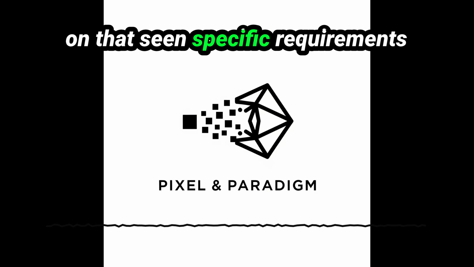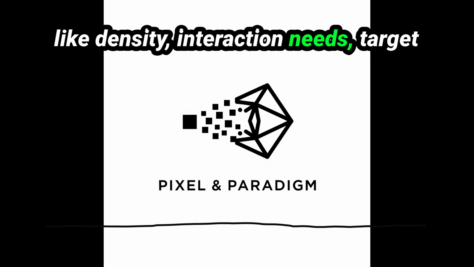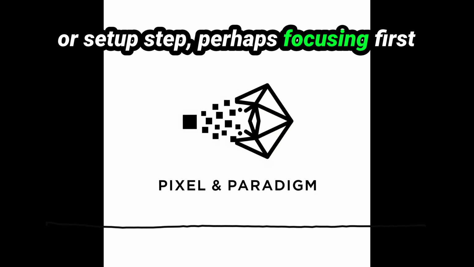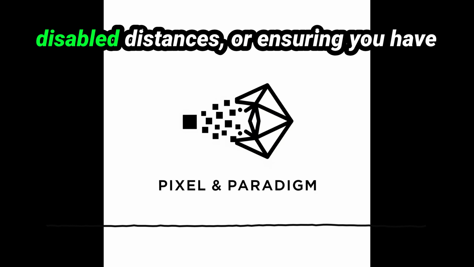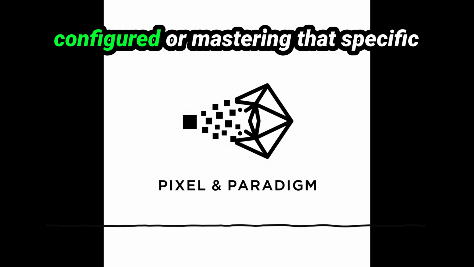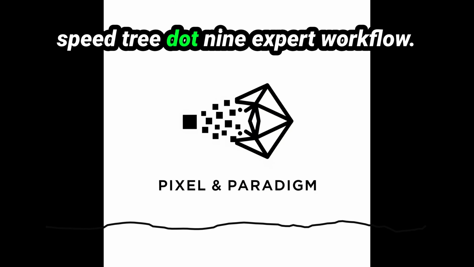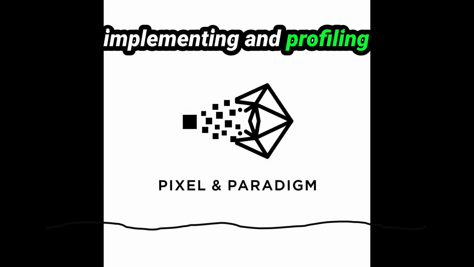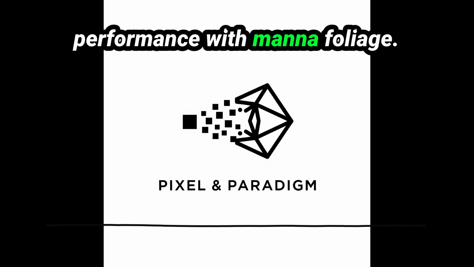And based on that scene's specific requirements, like density, interaction needs, target platform, which specific optimization or setup step, perhaps focusing first on implementing aggressive WPO disable distances, or ensuring you have static shadow invalidation correctly configured, or mastering that specific SpeedTree .st9 export workflow, which one would you prioritize implementing and profiling first to try and maximize your performance with nanite foliage?